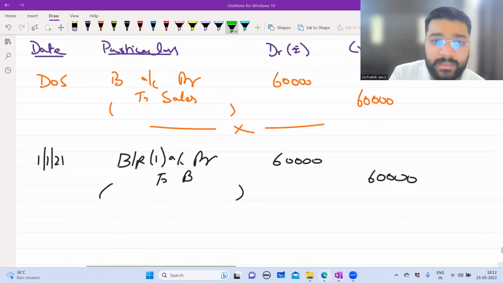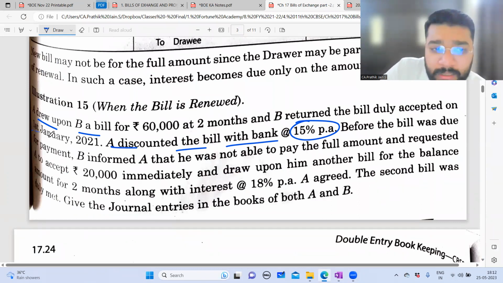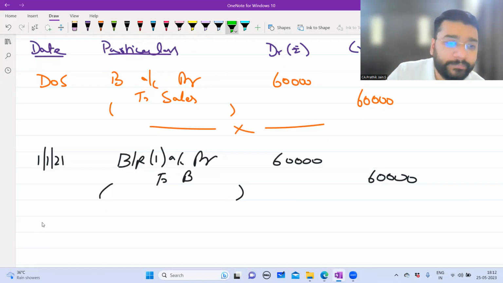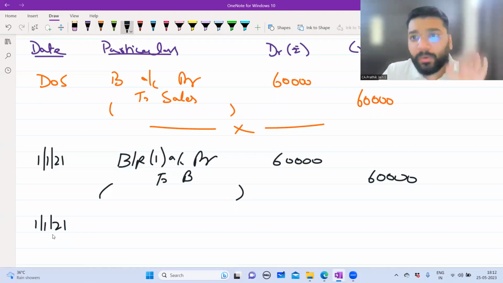Can I see the date of discounting of the bill? A discounted the bill with the bank. Date is not given. So can I presume on the same day the bill has been discounted? So 1/1/21. If a bill is discounted, guys, which means I'm handing over the bill to the banker. Debit what comes in, credit what goes out. So bills receivable is an asset going out. Credit what goes out.